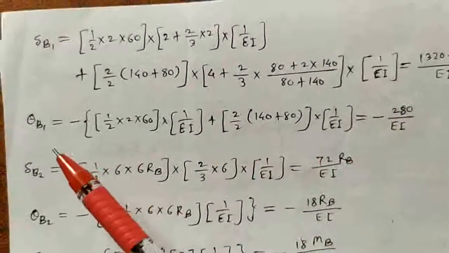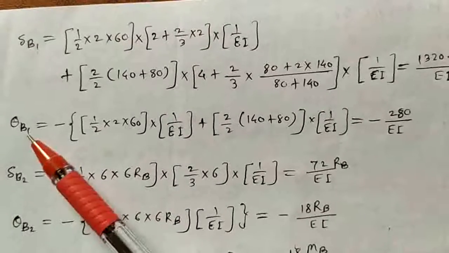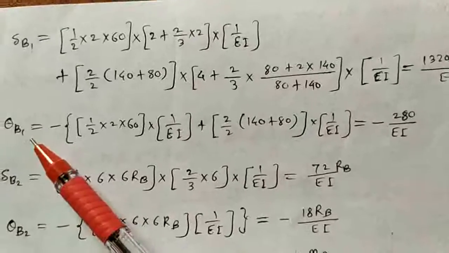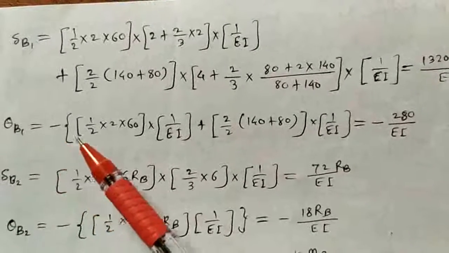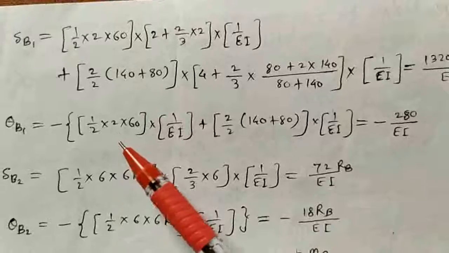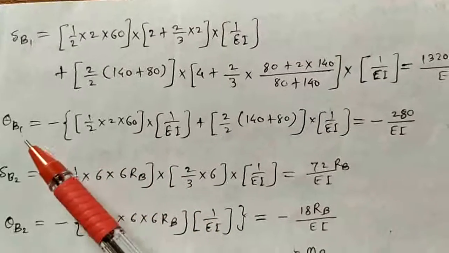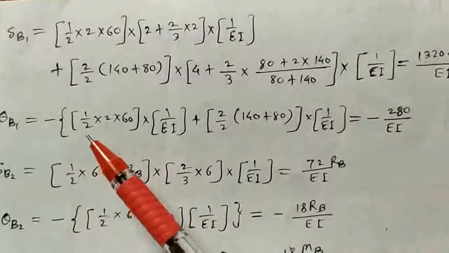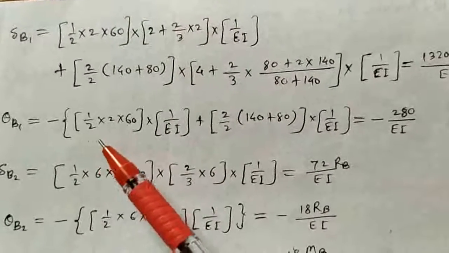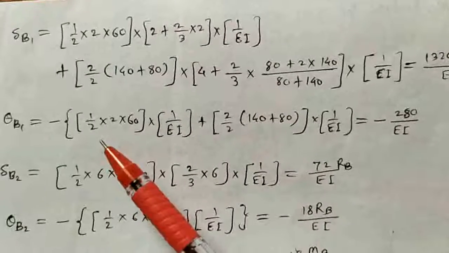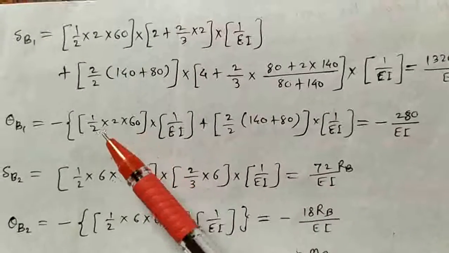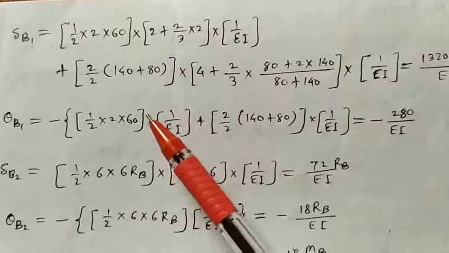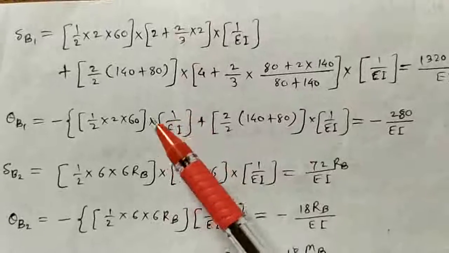Now next we are going to find out theta B1. So while finding out theta, again we will use the moment area method. So what is the moment area method? To get theta means just you have to find out the area of the M upon EI diagram. You have to write only the area of the M upon EI diagram. So just you have to write the area and you have to take the M upon EI diagram, that's why it is to be multiplied by 1 upon EI.